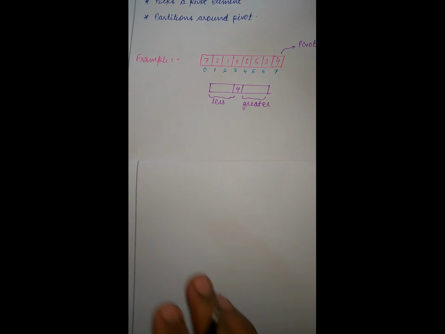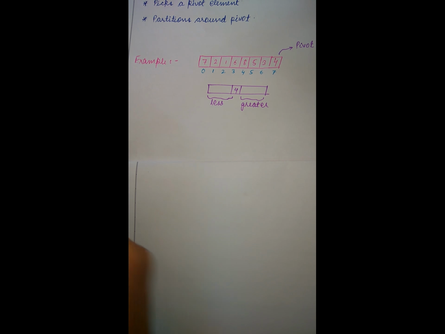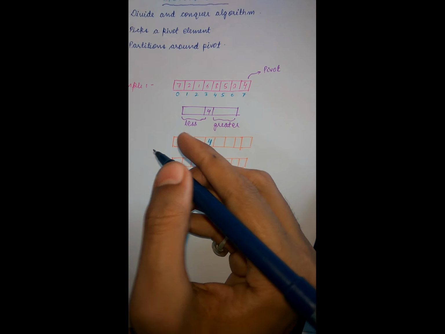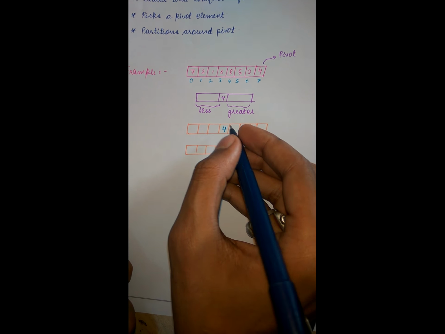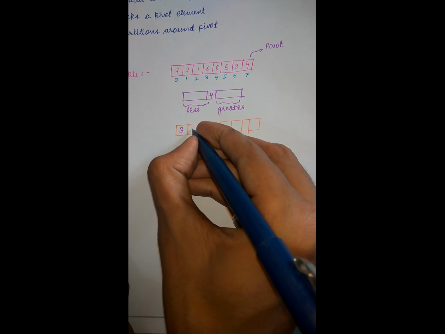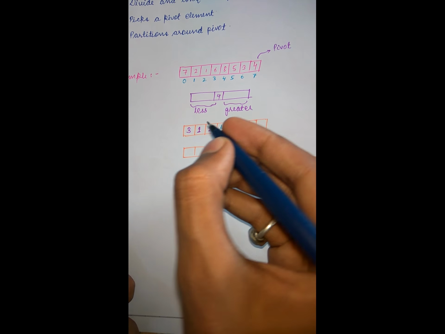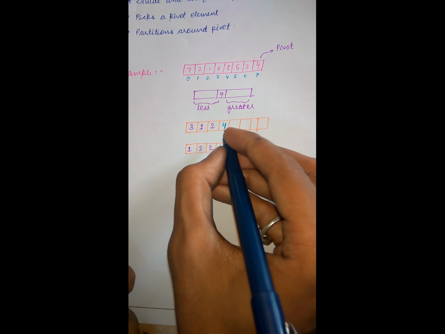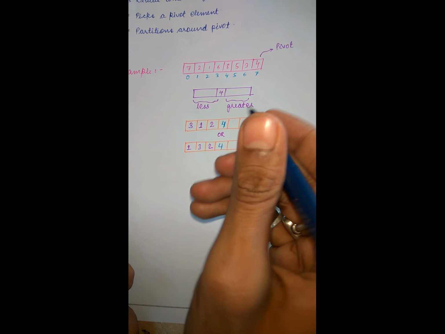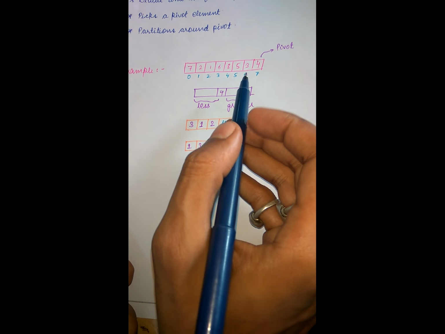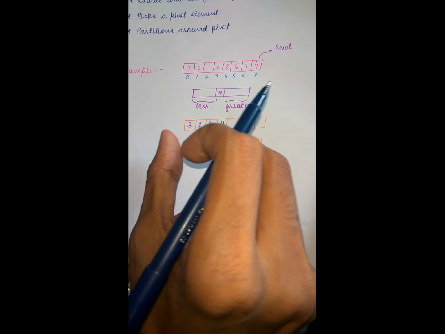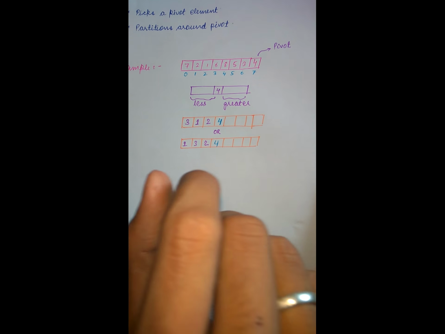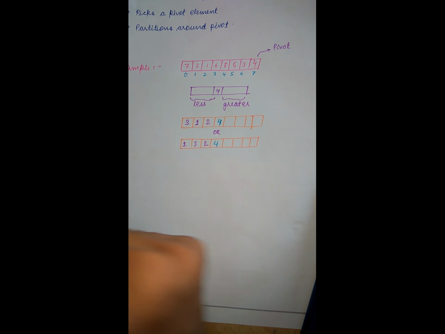So let's see what the arrangement will be. We put the pivot in the middle and the elements smaller than the pivot are put on the left side. So it could be like this, 3, 1, 2, or we can also have an arrangement like 1, 3 and 2. Both are possible because we are not actually arranging the elements in order. We just have to put them so that they are less than the pivot. Similarly, the elements which are greater than the pivot are put to the right.